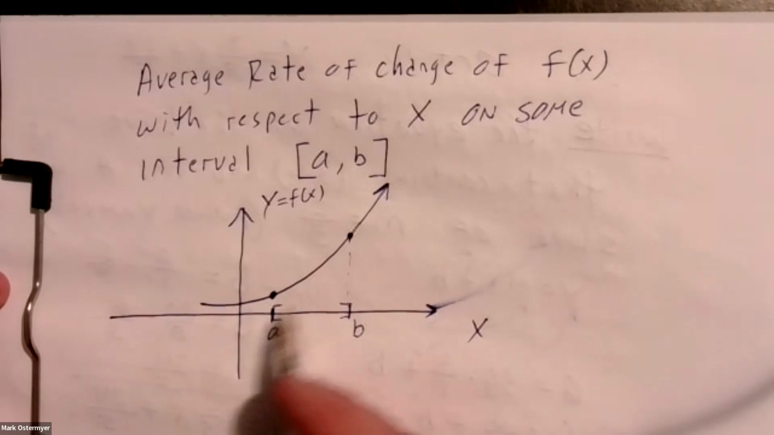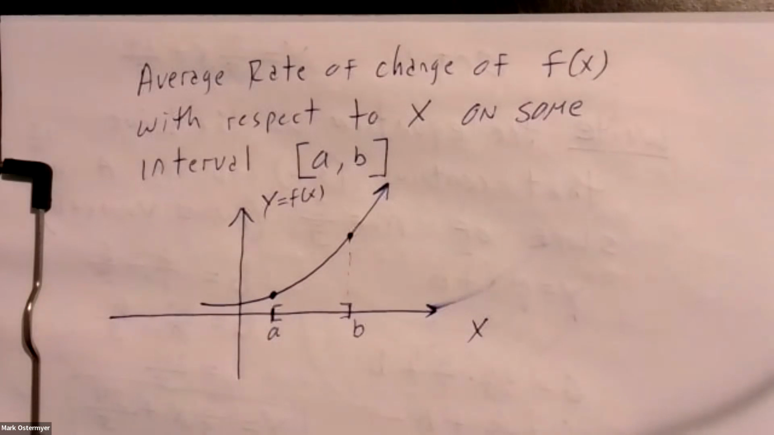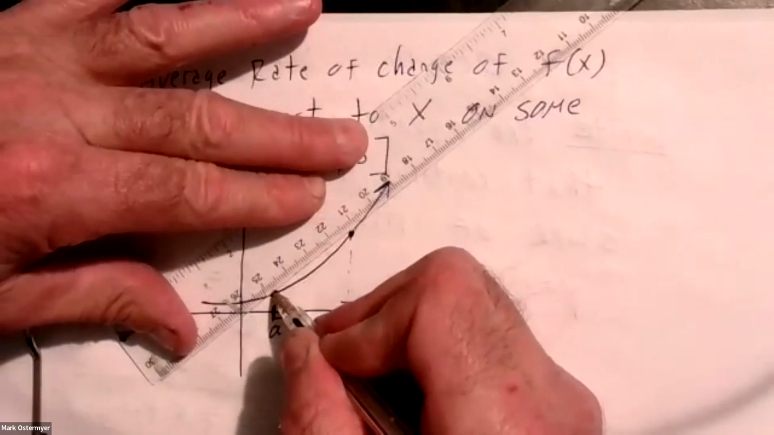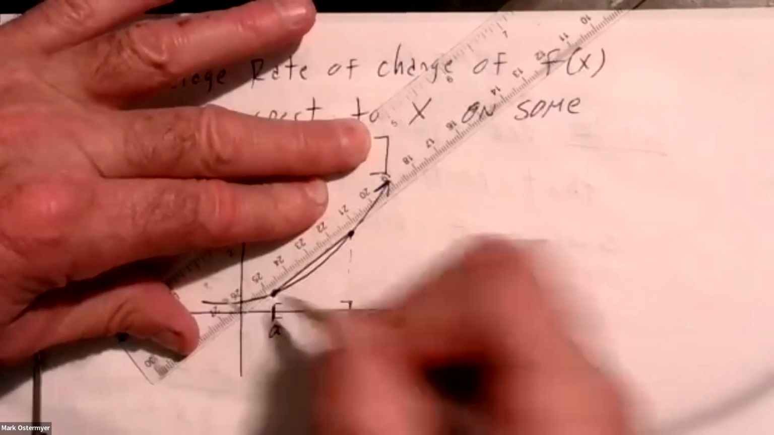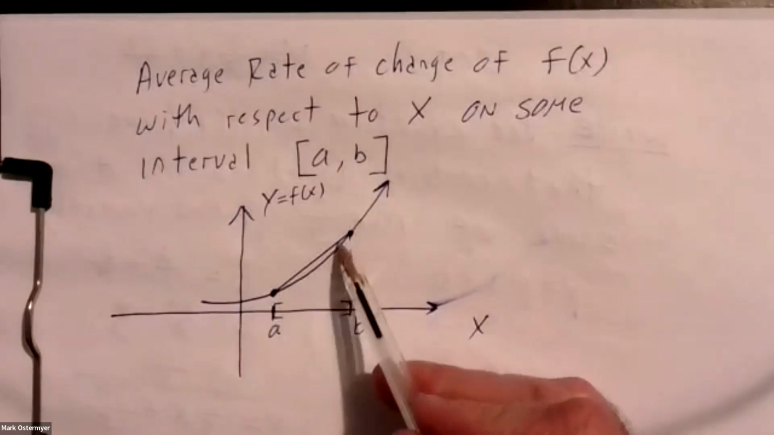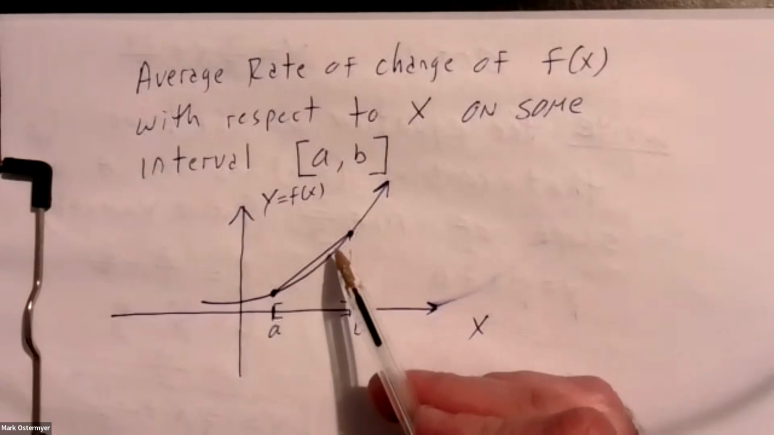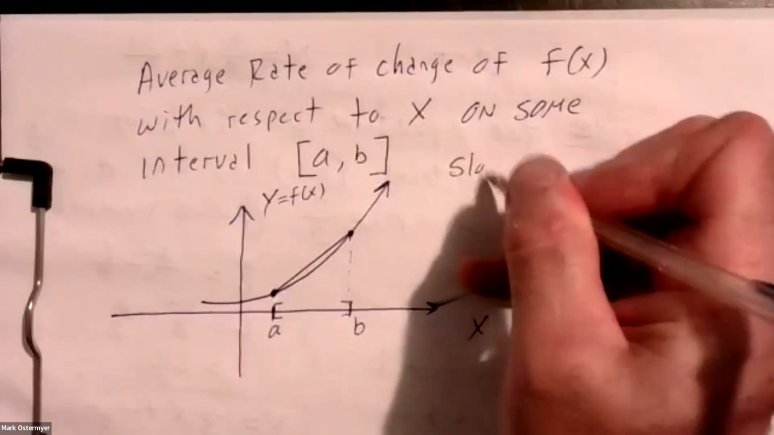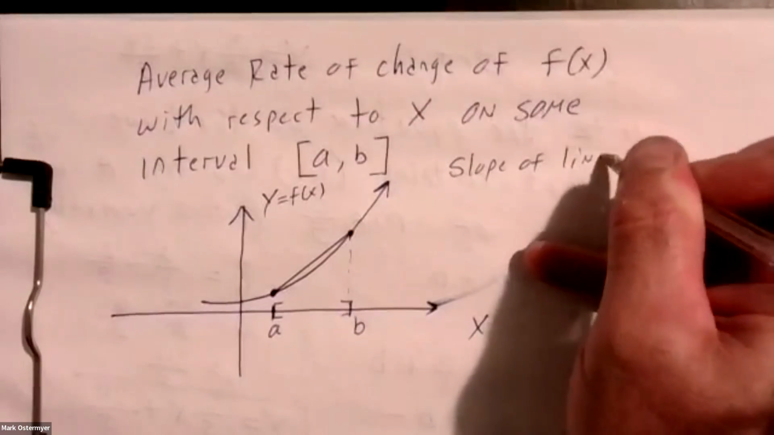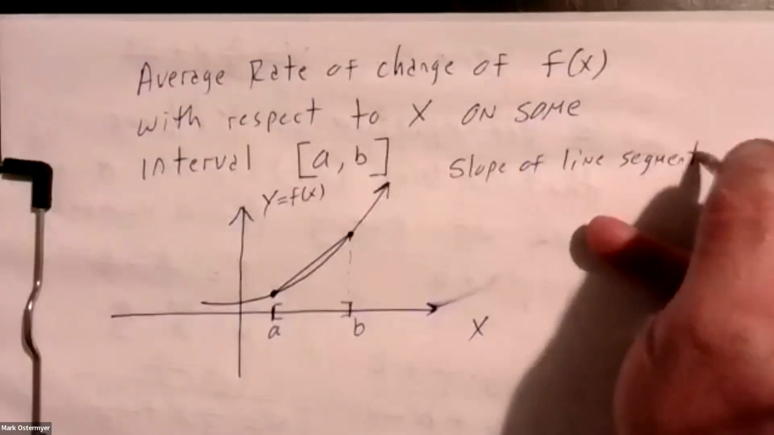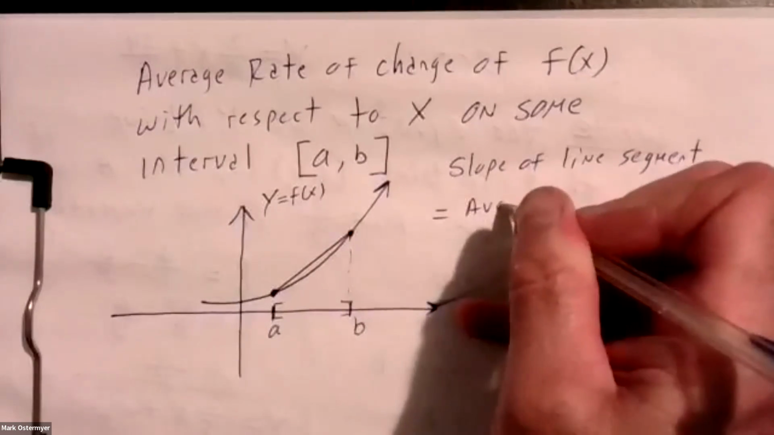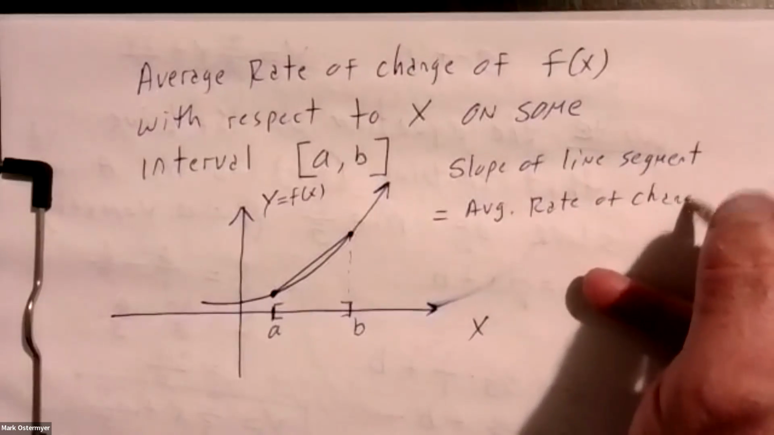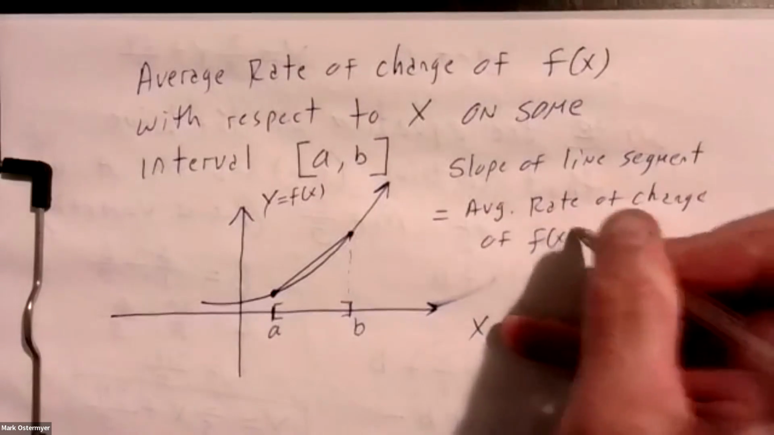The average rate of change of this function is going to be, geometrically, equal to the slope of this line segment that connects these 2 points on my graph. The slope of this line segment is going to be equal to the average, AVG short for average, rate of change of f of x with respect to x.